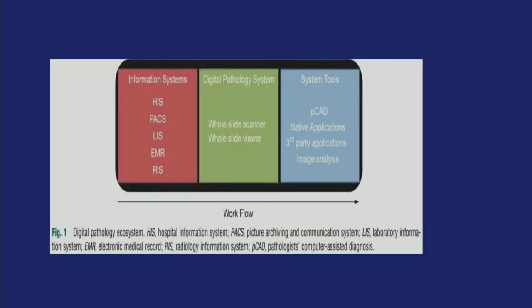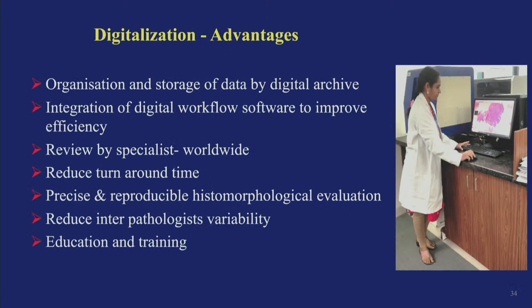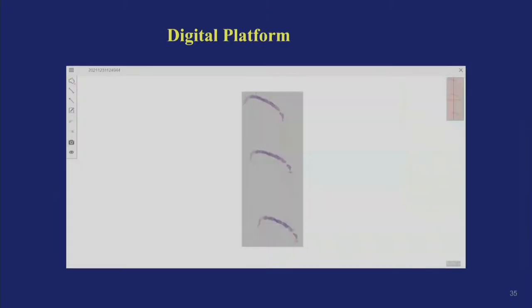And for this, you need efficient information systems in place and a cloud space to help you with this. And we have this digital pathology unit at AIG Hospitals, and the advantages are, you have seen that so many slides, so many blocks can be reduced. You can use specialist opinion, you can reduce turnaround time, you can give more precise and reproducible histomorphological evaluation, you can educate and train the pathologist.